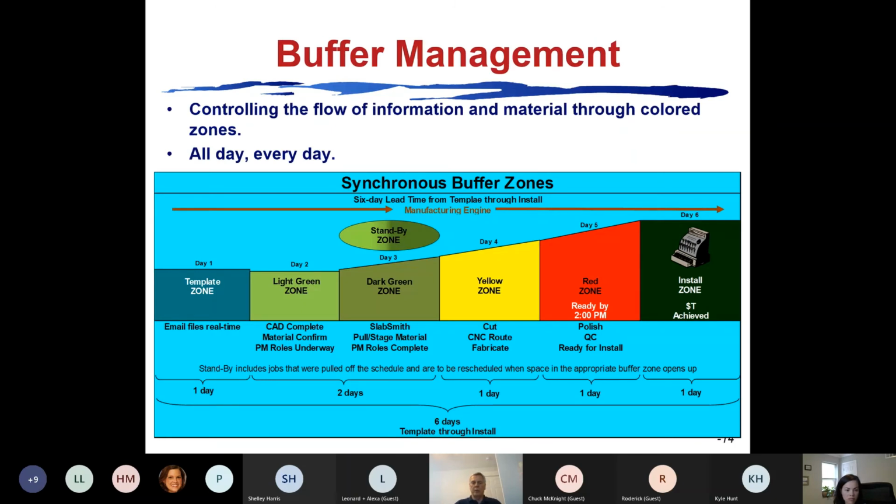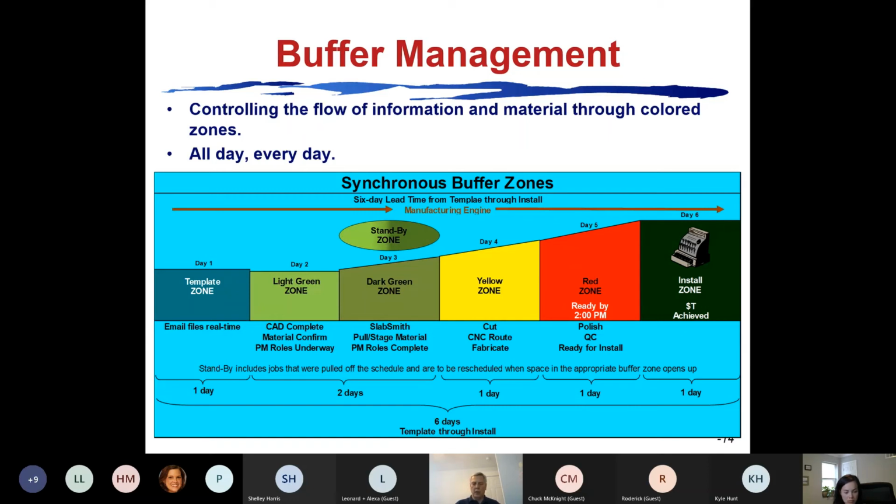And here's what buffer management looks like. Templates on the left, day 1, install is on the right, day 6. This is a picture of a 6-day process. Template on Monday, install the following Monday. That's 6 days.